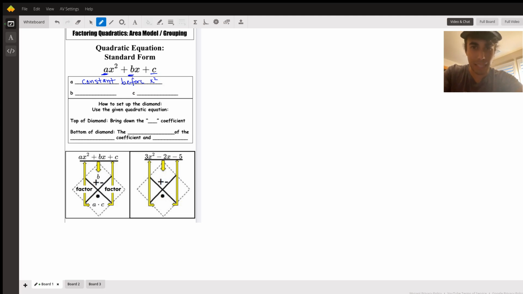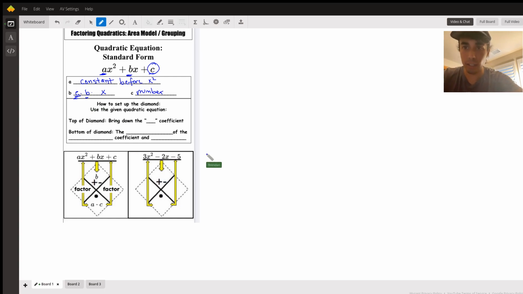B is the same thing. It's the constant before x. And then c is just this number hanging out all by itself at the end. C is whatever does not have any x on it. There's no x squared. It's just a number by itself. All right, so a is the constant before x squared. B, I'm just abbreviating, that's the constant before x. And then c is just that number there at the end.